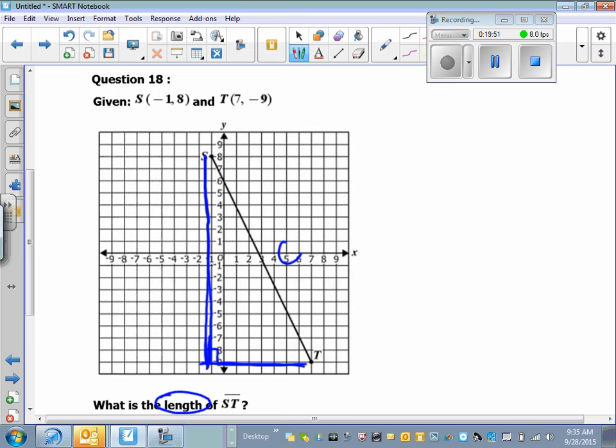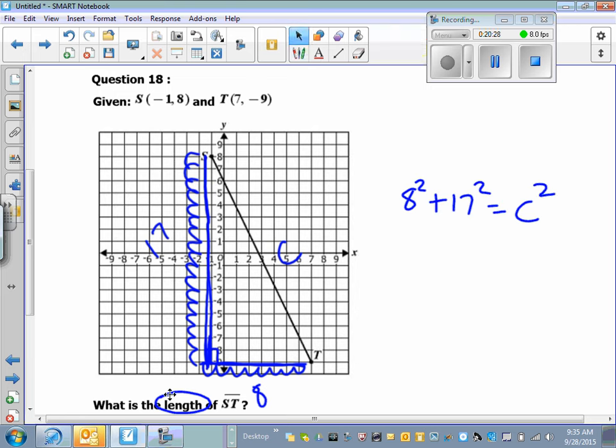Then I will count 1, 2, 3, 4, 5, 6, 7, 8. That's my 8. And then a vertical distance 1, 2, 3, 4, 5, 6, 7, 8, 9, 10, 11, 12, 13, 14, 15, 16, 17. So this would be 17. So you're actually connecting the 8 with negative 9, and that's just a 17 difference. So you have to do 8 squared plus 17 squared equals c squared. Then you just solve it.